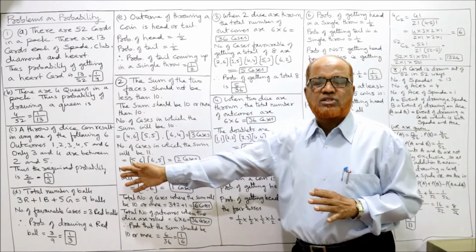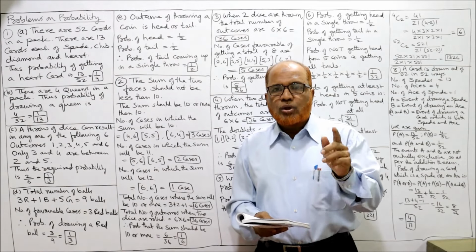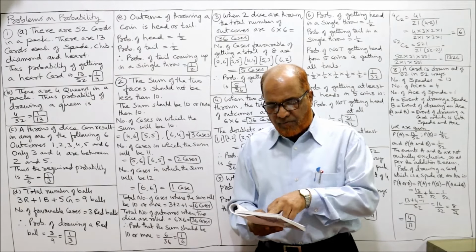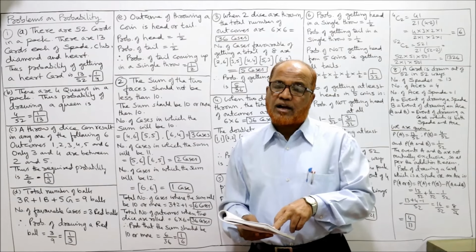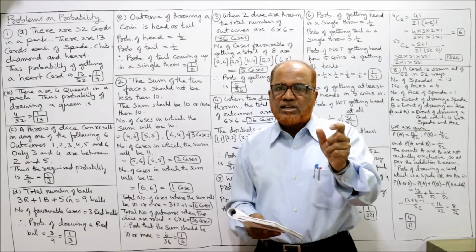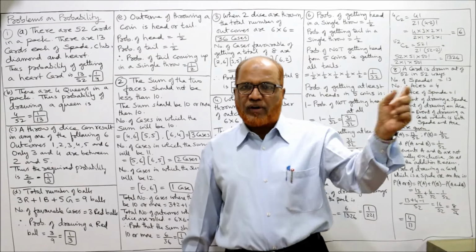Unbiased means genuine. Genuine dice. So two genuine dice are thrown. Find the probability that the sum of the faces is not less than 10. See, again, very interesting problem. Two dice are thrown. The dice will consist of numbers 1, 2, 3, 4, 5, 6.